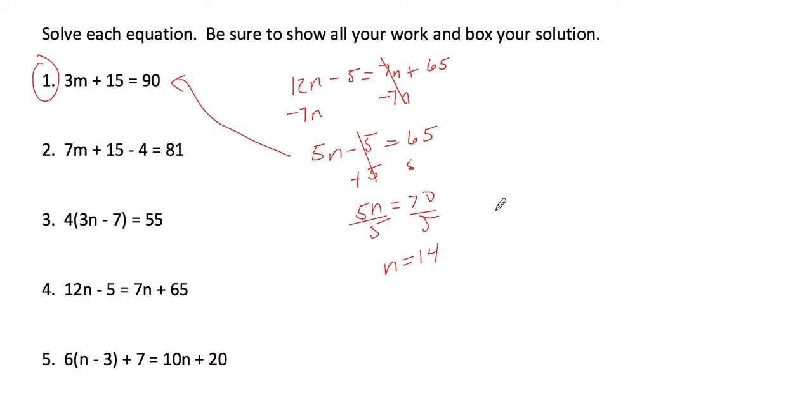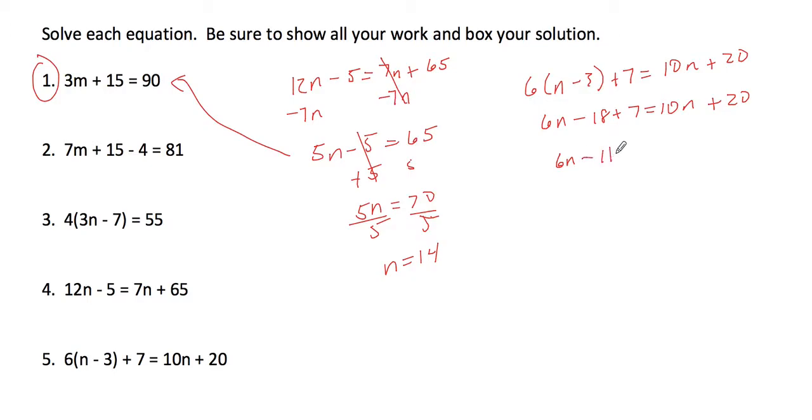All right, number 5, right? Yep. So 5, we have 6 times n minus 3 plus 7 equals 10n plus 20. So first thing, let's get rid of these parentheses. So we have 6 times n is 6n, 6 times negative 3 is negative 18, plus 7 equals 10n plus 20. Notice that on the left side here, I have like terms. I have a negative 18 and 7. So let's do 6n. So negative 18 plus 7 is going to be negative 11 equals 10n plus 20.